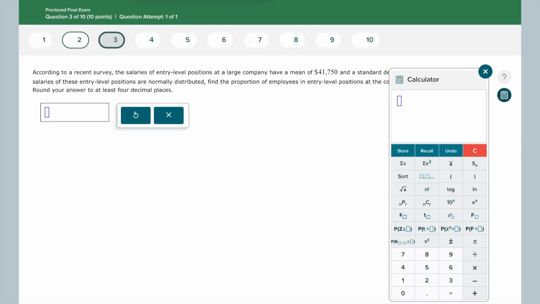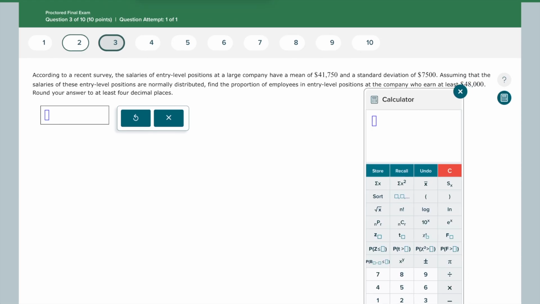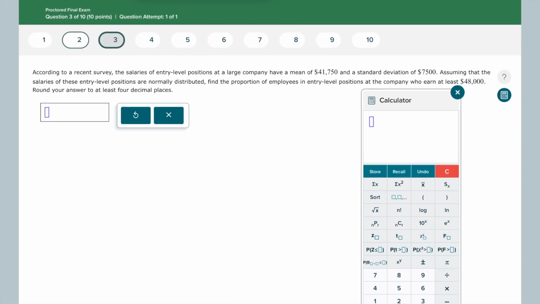All right, on this one, you do have to use a calculator. This is a normal distribution problem. According to a recent survey, the salaries of entry-level positions at a large company have a mean of 41,000, standard deviation 7,500. Find the proportion of employees at entry level at the company who are at least 48,000. Okay, so I'm going to put this in the calculator and get my answer, and then we'll come back and talk about it. So you are going to use this one because you're finding the proportion. You have to find the z-score. So it says P of z, so I need to find the z-score. You're doing what I just did right there.